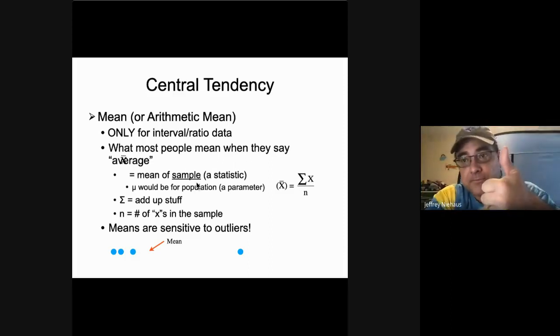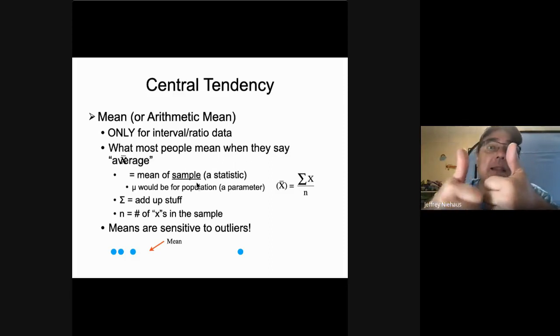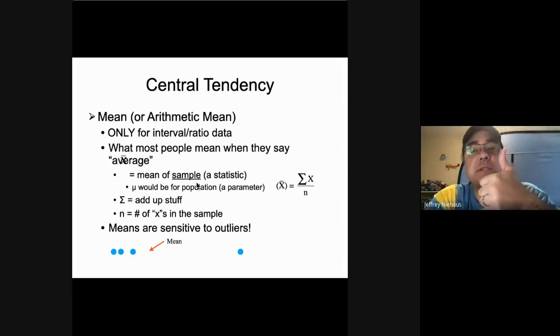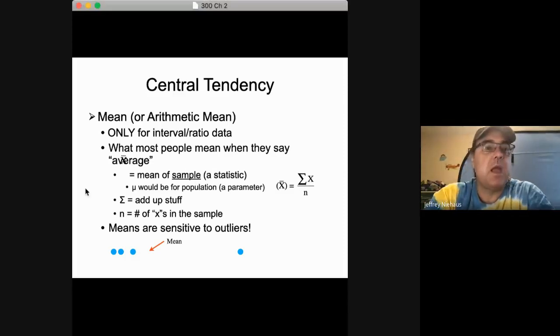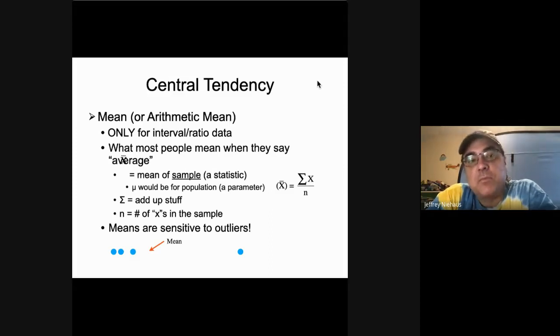An X bar is basically the same thing, only for a smaller group of numbers that you've actually managed to gather, your sample. And it should look a lot like mu, but it isn't guaranteed to be precisely mu because there is going to be error in the X bar term.